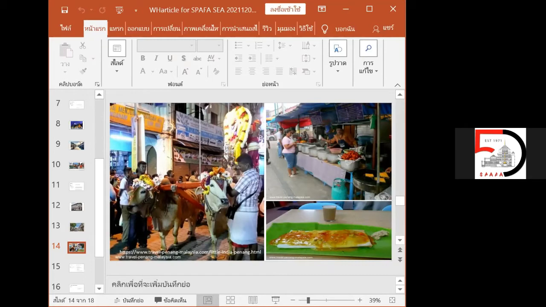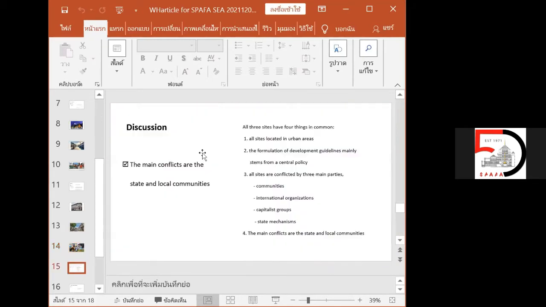The third part is my discussion. According to a study of the state patterns of the three world heritage sites, it was found that Laos is a unitary state with centralized democratic governance, while Thailand is a unitary state that still has strong centralization, and Malaysia is a highly decentralized composite state model. All these states have four things in common.